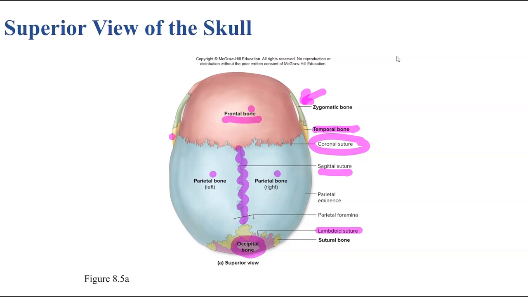A sutural bone is a bone that's actually enclosed by the sutures. So everybody doesn't have the same ones. Everybody's are different. So it's not a big deal to know those. It's almost like a Jeopardy fact.